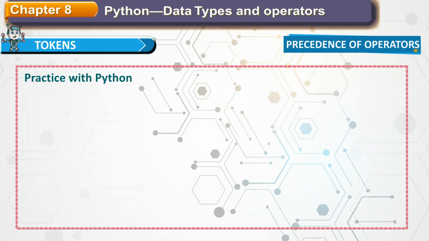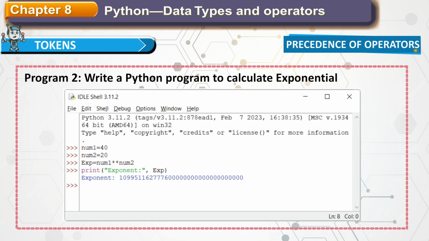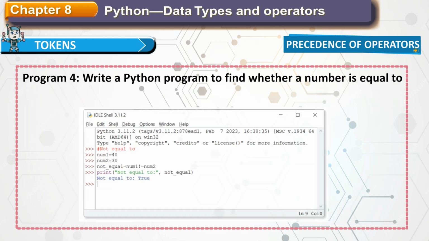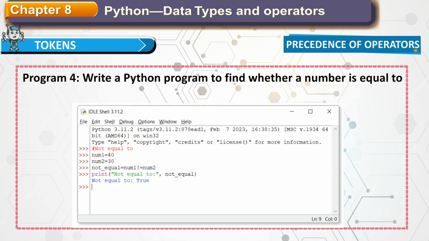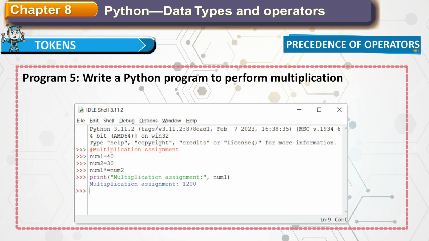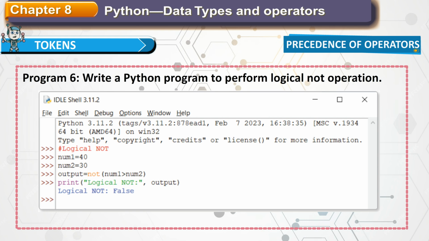Practice with Python. Program 1: Write a Python program to calculate modulus. Program 2: Write a Python program to calculate exponential. Program 3: Write a Python program to find whether a number is greater than or equal to the other number. Program 4: Write a Python program to find whether a number is equal to or not equal to the other number. Program 5: Write a Python program to perform multiplication assignment. Program 6: Write a Python program to perform logical NOT operation.